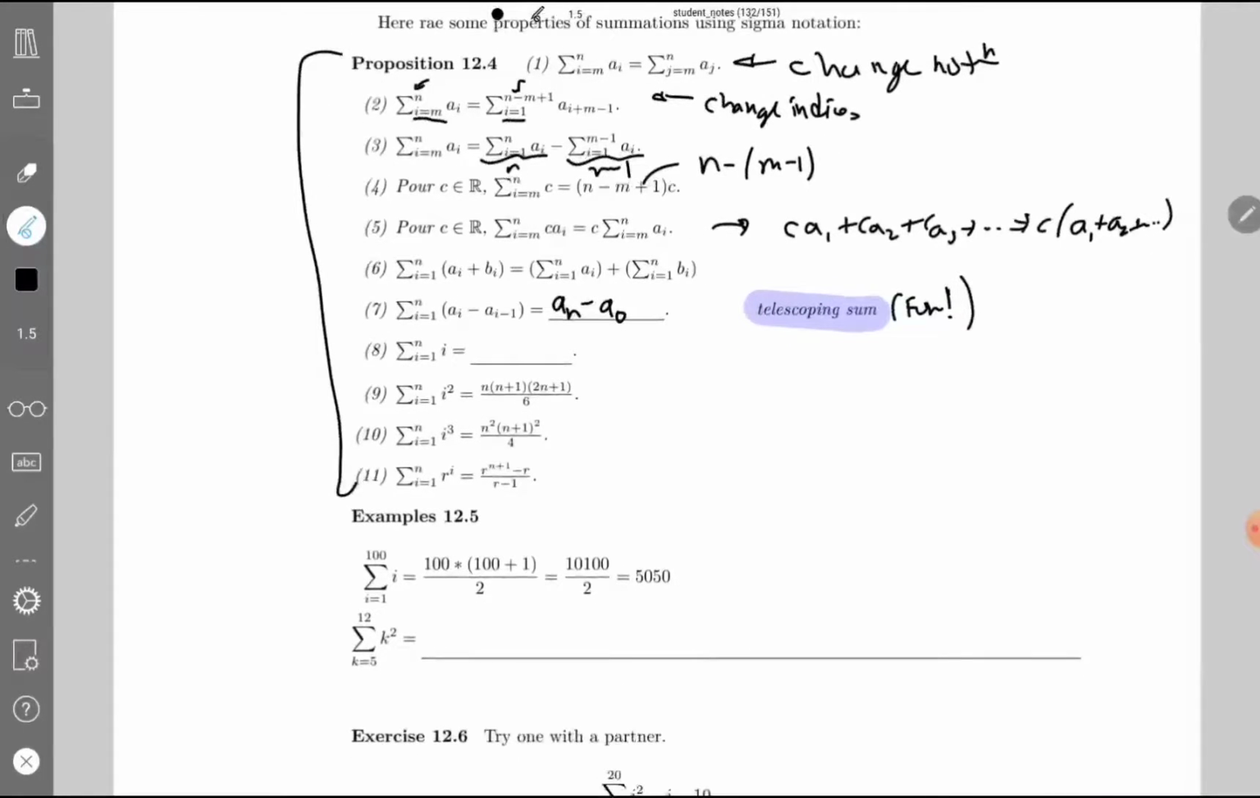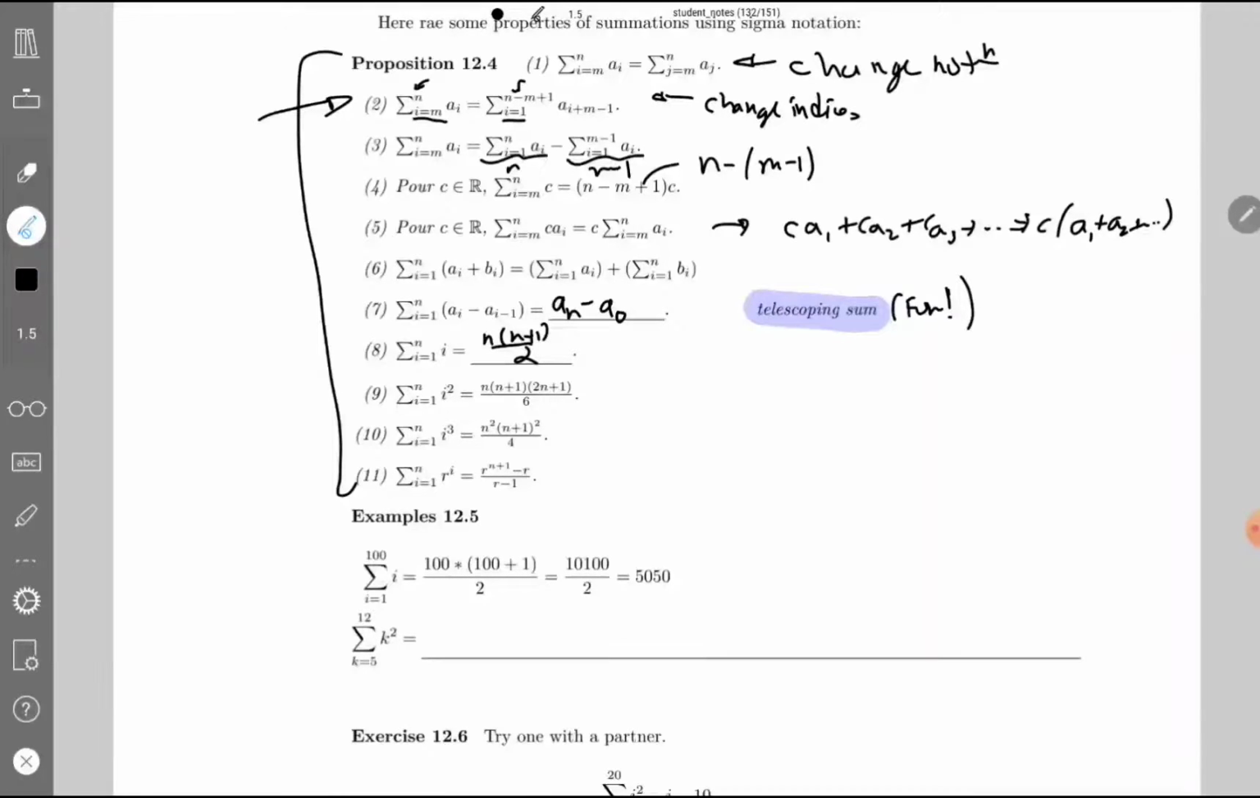Some other things, let's see. If I have the sum from i equals 1 to n of i, this gives me n times n plus 1 divided by 2. And then we can do similar things for i squared, i cubed, r to the i, etc. Notice that these indices do matter, right? If we change the indices, we're going to have to look at property 2. We can't just change indices without changing our function itself, yeah? So just note that.